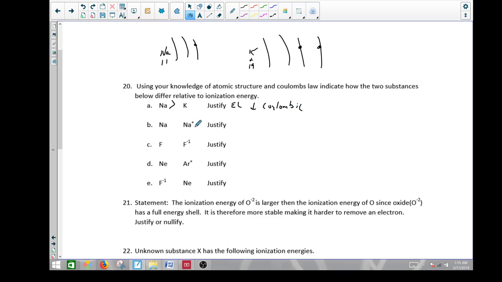Sodium versus Na+. Okay, loss in energy level, it's smaller. Therefore, this one's more difficult to remove. Same number of protons, electrons closer that you're trying to remove.